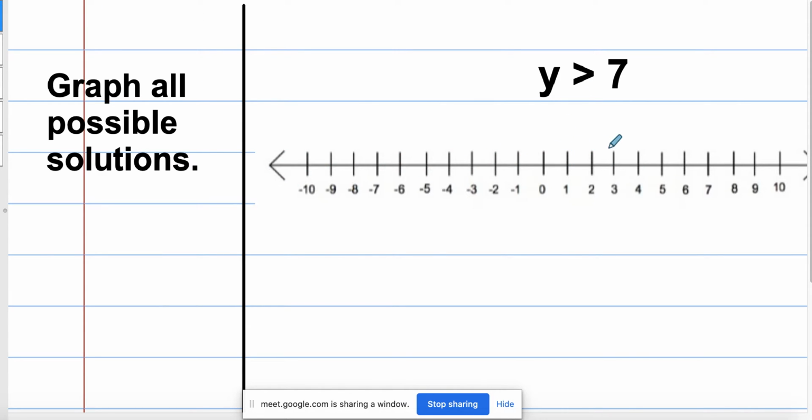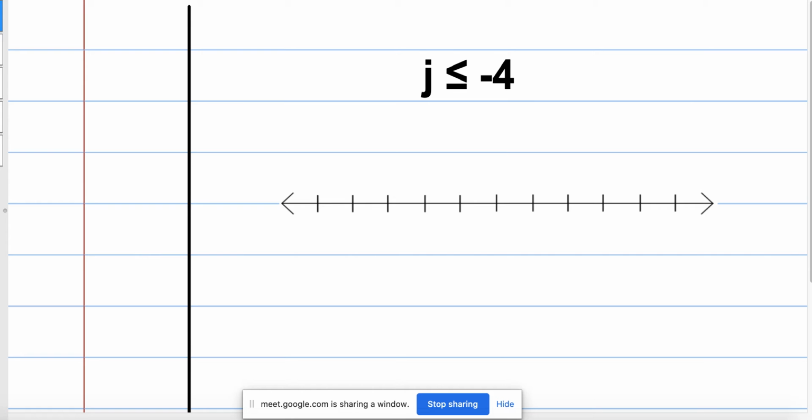So this one, I start at 7. I need numbers greater than 7. It doesn't equal 7, so I don't color it in, but I need the numbers greater than 7, so I'd go this way, because 8 is greater than 7. Now if your number lines don't have numbers on them, you can just put in negative 4. Remember, this would be negative 5 on this side, and negative 3 on this side. I need numbers less than or equal to negative 4, so I color it in, and I need numbers less than it, so the number goes this way. The bigger the number, the less than it is.